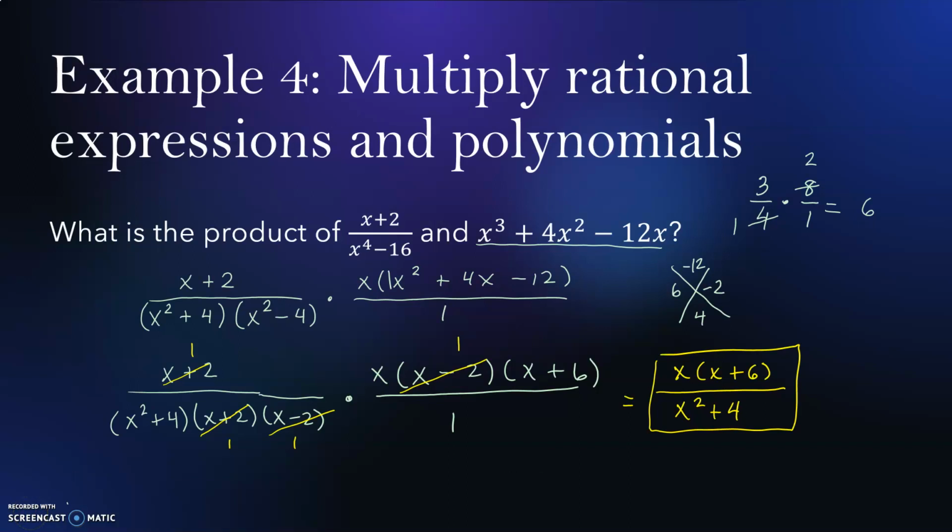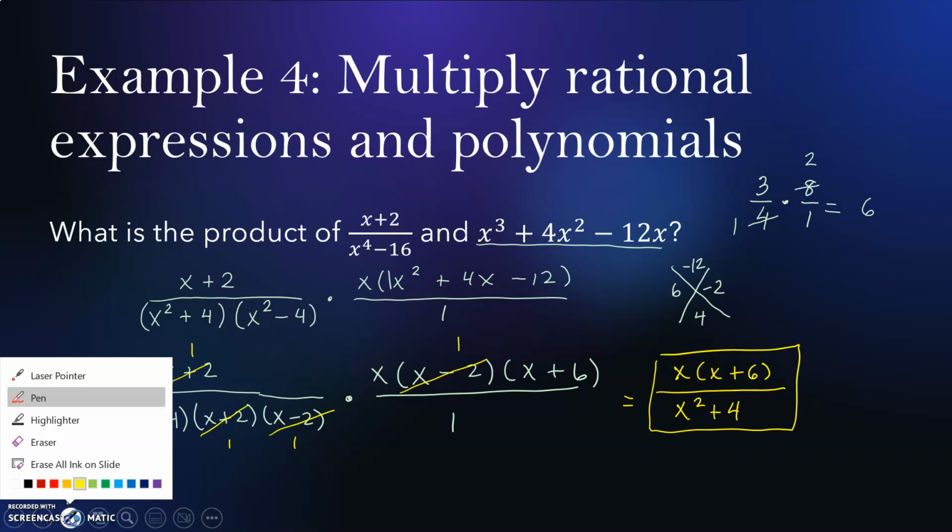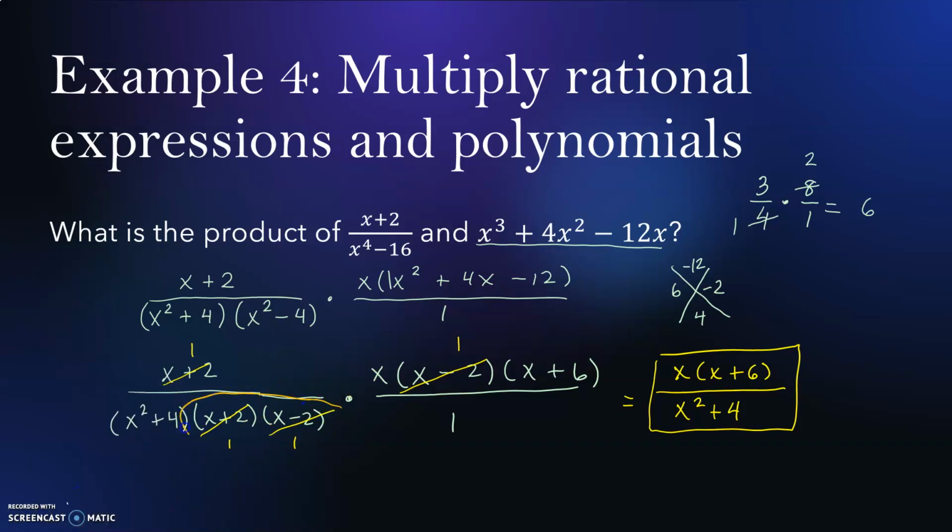I should also be really careful to note that anything that I canceled, I just canceled these things and made 1. But anything that I cancel needs to be excluded from the domain. I canceled it, but I still can't divide by a 0. So I can't have x plus 2 equal to 0. So I want to make sure that that's outside of my domain. So I'll solve that. I get x can't be equal to negative 2. And then I have to do the same thing for the x minus 2 equals 0 by adding 2 to both sides. So x equals 2. That is not allowed either.